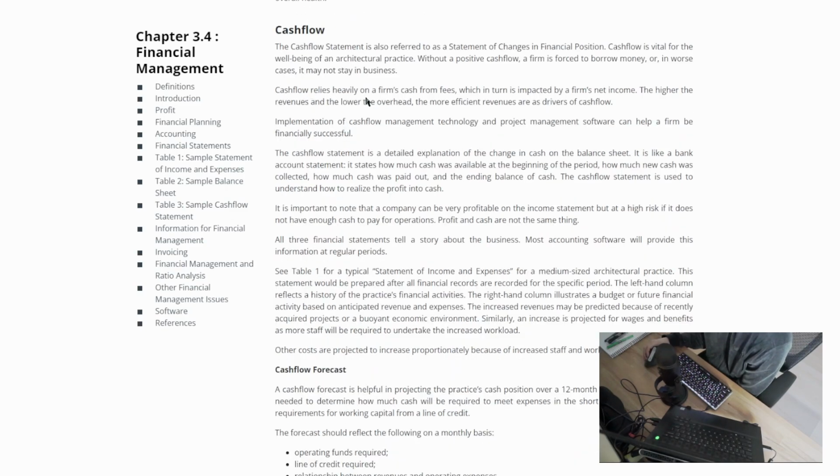Cash flow relies heavily on a firm's cash from fees, which in turn is impacted by a firm's net income. The higher the revenues and the lower the overhead, the more efficient revenues are as drivers of cash flow. Implementation of cash flow management technology and project management software can help a firm be financially successful.